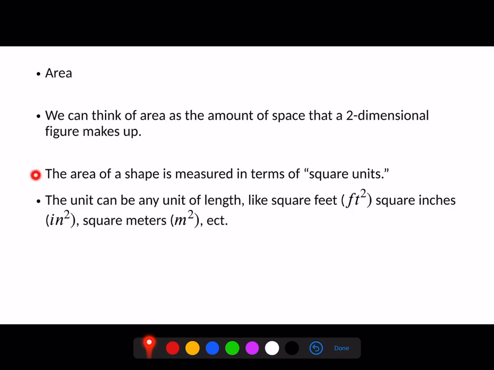Now, the area of a shape is measured in square units. When we were dealing with volume, we were in units cubed, because 3 dimensions. Now we're in 2 dimensions, so our units will be squared. The unit can be any unit of length, such as square feet, square inches, and square meters. There are plenty more. Any distance to a power of 2, that would be the unit squared.